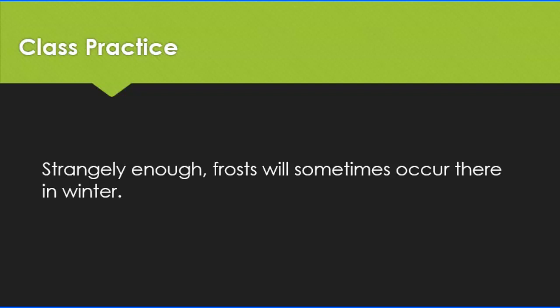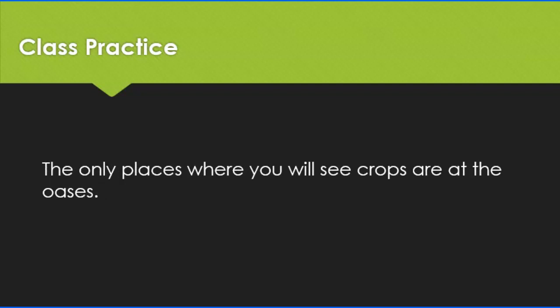Number 3: strangely enough, frosts will sometimes occur there in winter. So will occur we have there. So we have the will, but we don't have a has, have, or had. So therefore, will occur is just future. Number 4: the only places where you will see crops are at the oasis. So we're going to look for have, had, or has. We don't see any, but we do see the word will. That's going to indicate future. Will see indicates future. The word are just indicates present.